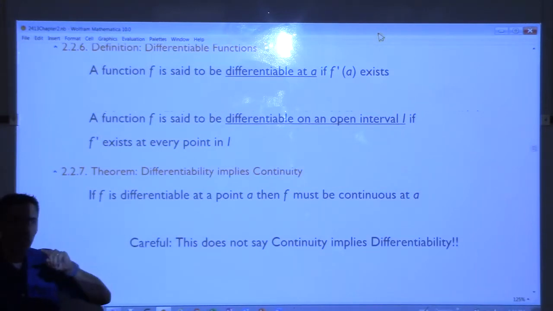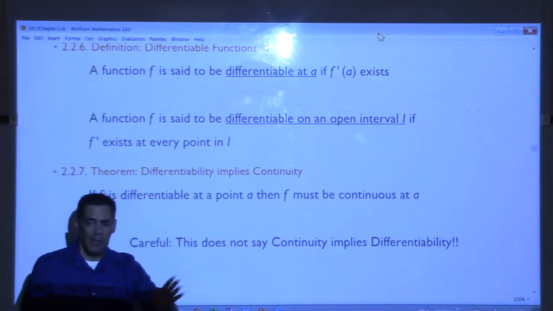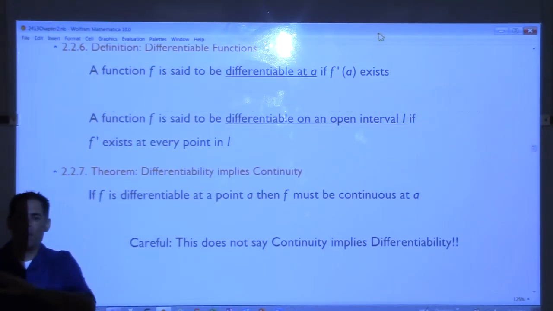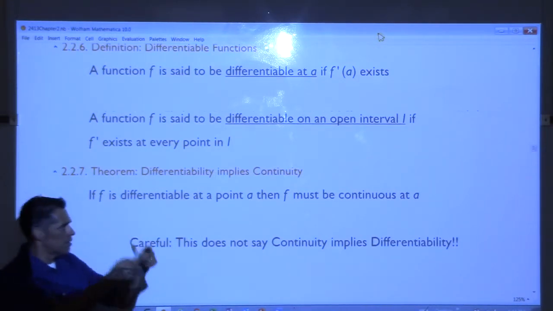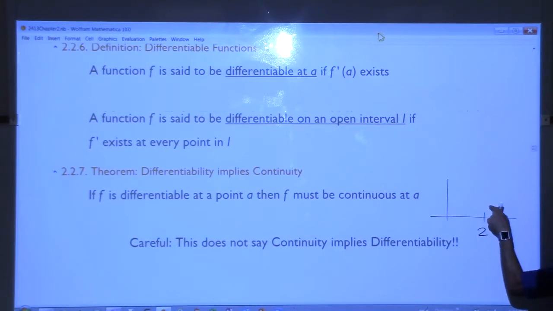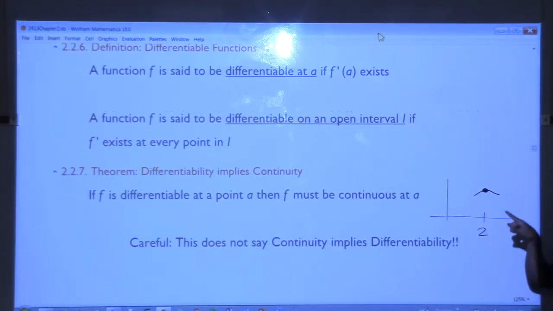So if I tell you right now that there's some function out there that you can calculate the derivative at x is 2, automatically you know that it's continuous there, which means that the function from the left and from the right go to the same place and you fill in the hole in the middle. That's what the theorem says. If it's differentiable, it has to be continuous.